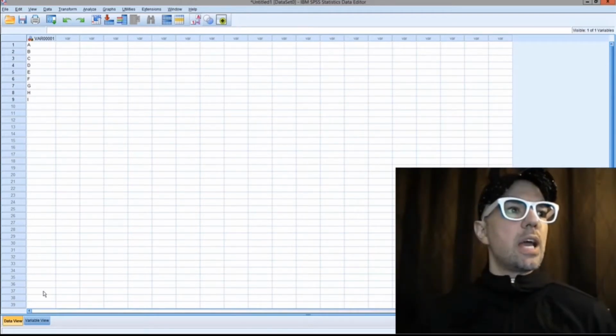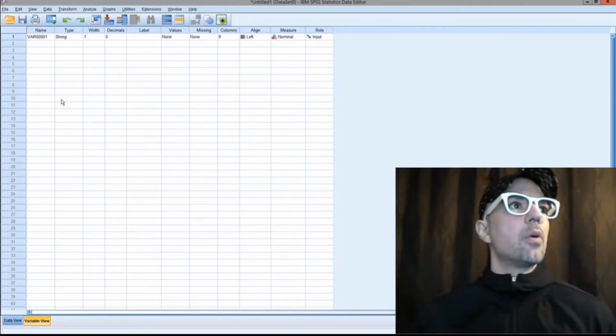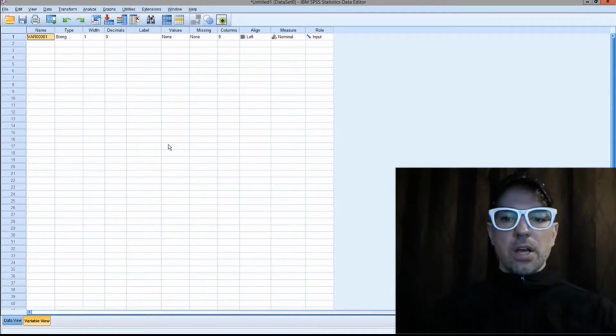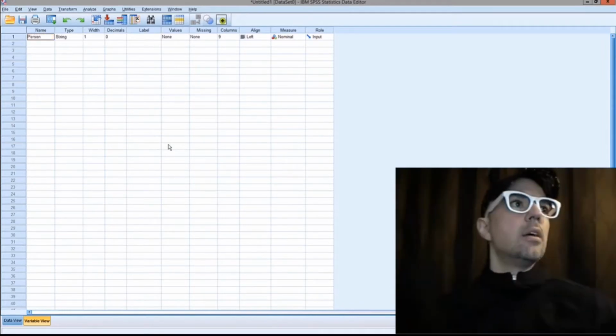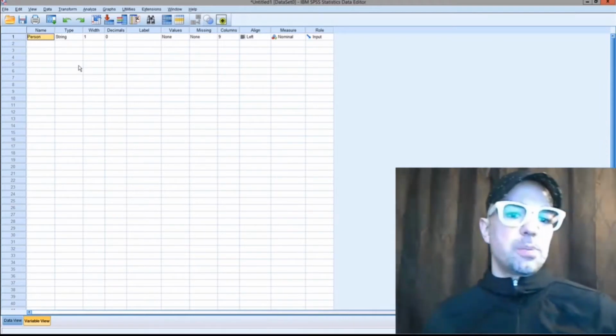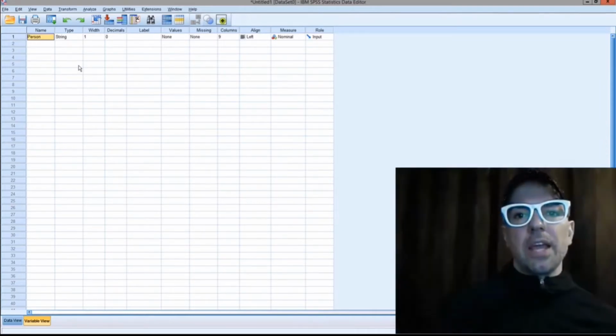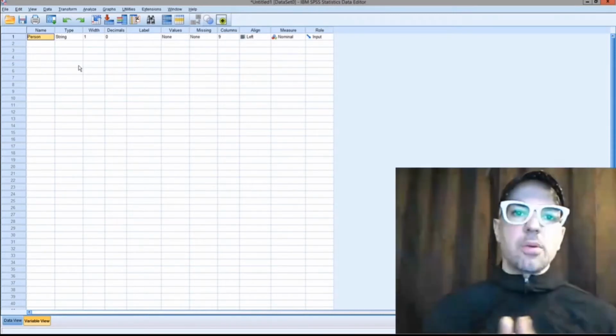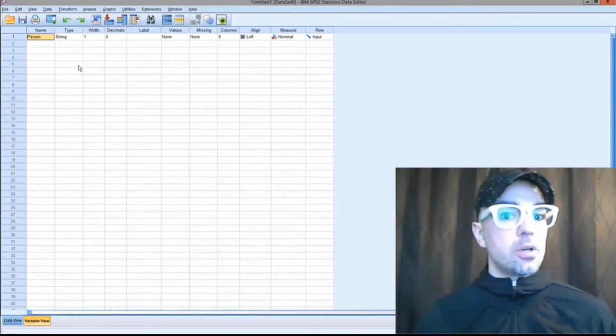So we're going to go down to variable view, clicking there at the bottom of the screen, and we're going to highlight this variable and call it person. All right, so we're going to rename this variable as person. I don't want to use participants because that is more than 8 characters long. And as I mentioned in the previous video, name your variables 8 characters or less, and you will always be safe.